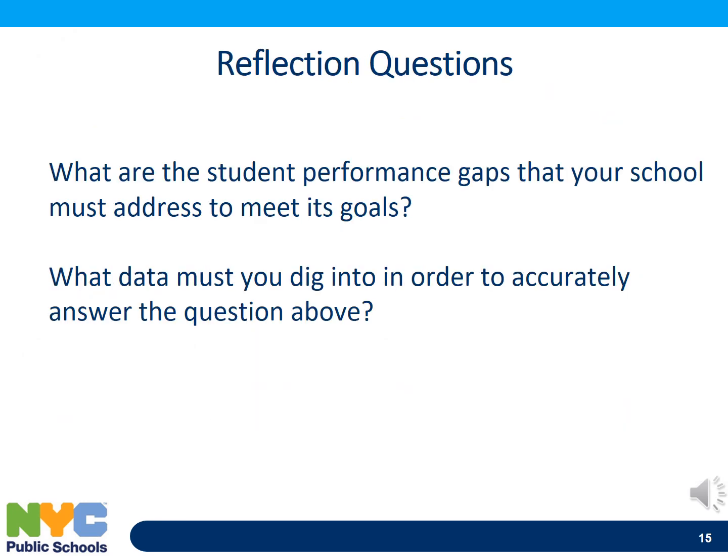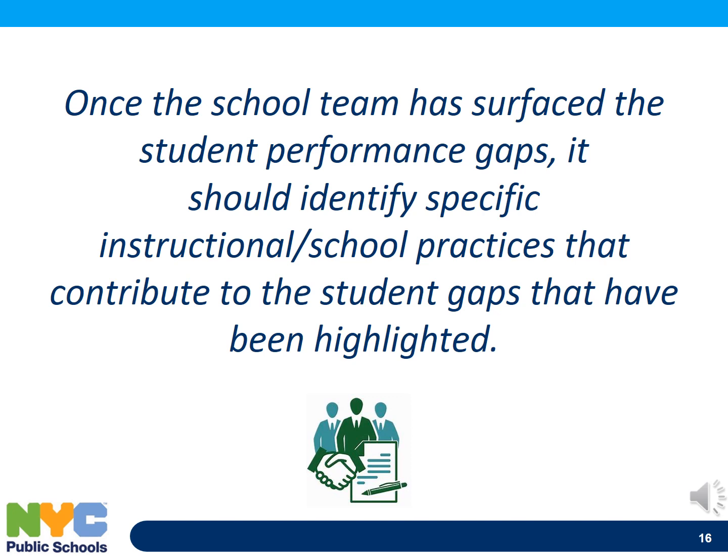At this point in the process, it's a good idea to step back and ask some reflection questions to monitor our own internal progress during the planning process. Consider what gaps exist in student performance that the school must address to meet its goals. And also think about what data the team needs to dig into to answer the previous question as thoroughly and accurately as possible. Once the student performance gaps have been surfaced, the next step should be to identify instructional, programmatic, or other practices or factors in the school that might be contributing to the results the school is getting.